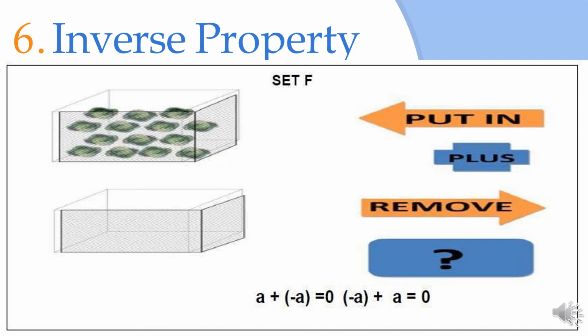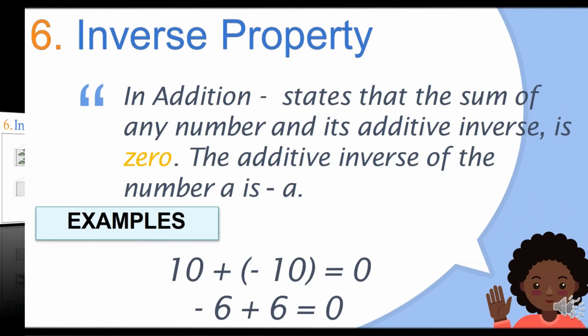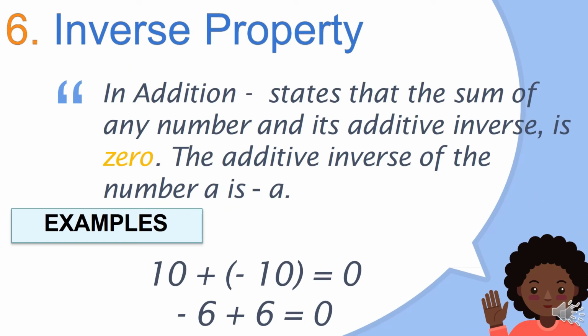And the last property on the operations of integers is inverse property. In addition, the sum of any number and its additive inverse, which is negative of the given number, is 0. Example, 10 plus negative 10 is 0. Negative 6 plus positive 6 is 0.